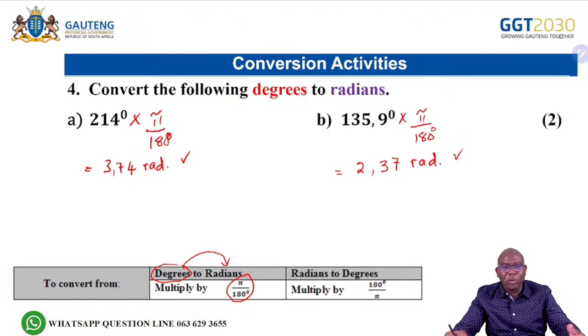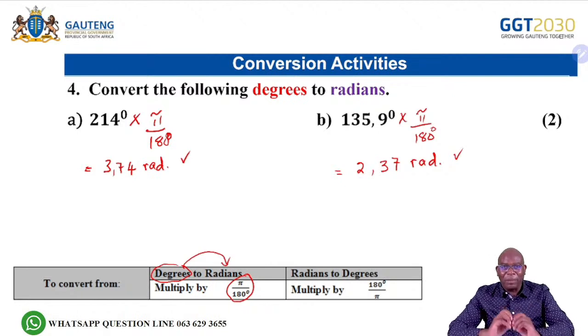So even this type of questions there, it will be 1 mark because we're just using a calculator there. We're just saying 214 multiplied by pi over 180. Please don't confuse the two, the pi over 180 and the 180 over pi. Okay, 180 over pi is when we're changing from radians to degrees. Pi over 180 is when we're changing from degrees to radians. So it's 1 mark. It's just 1 mark.